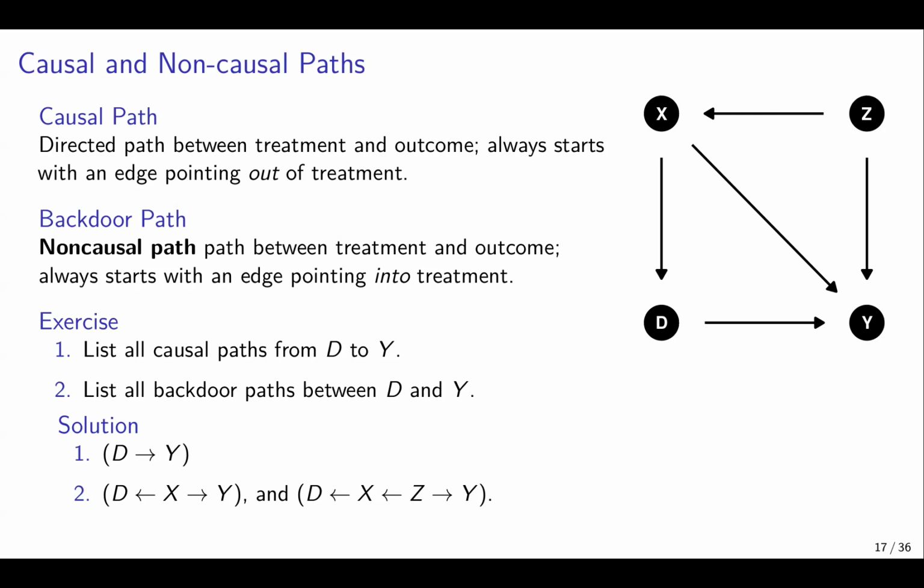What about the non-causal paths? Well, I count two. So we have this path between D and X and Y. And notice that this backdoor path begins by following an arrow that points the wrong way. So there's an arrow pointing from X into D, but we follow it the other way to get to Y. Similarly, there's a path between D and X and Z and Y. And again, remember that the backdoor paths always begin by following an edge that points into the treatment.